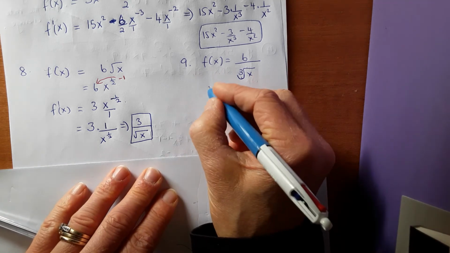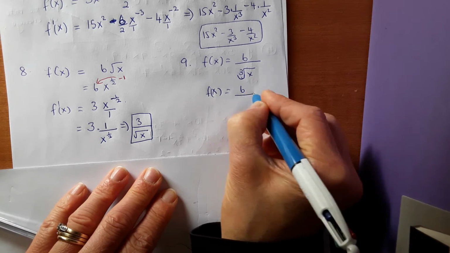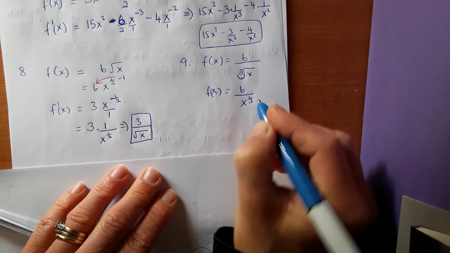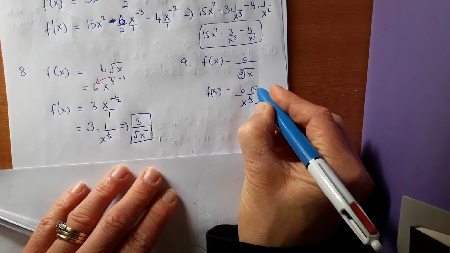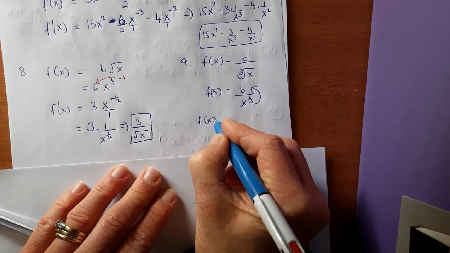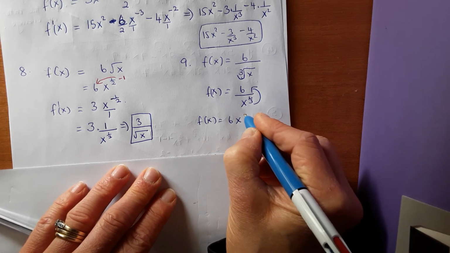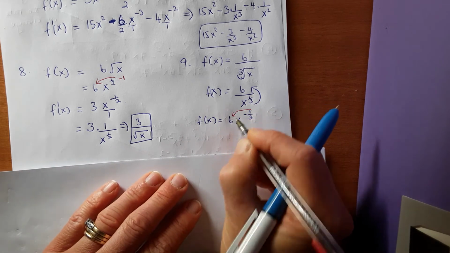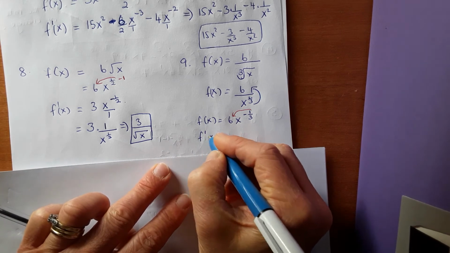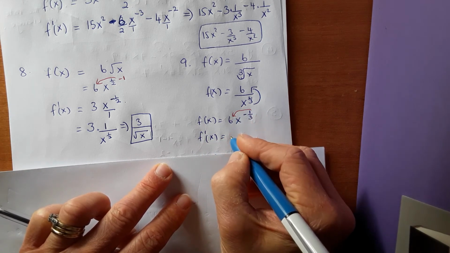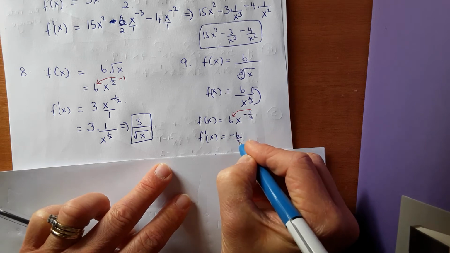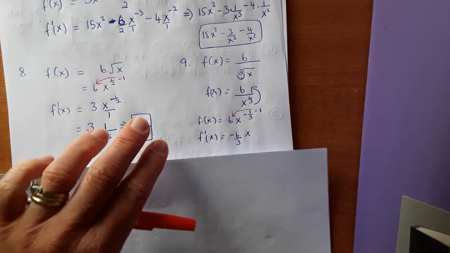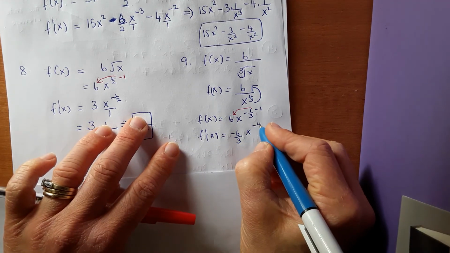Same here. F of x is equal to 6 over the cubed root of x, which is x to the power of 1/3. Bring that up before you differentiate. So f of x is equal to 6x to the power of negative 1/3. Differentiate, minus 1/3 by 6. So f dash x gives me minus 1/3 by 6 is minus 6 over 3, which is minus 2. X, reduce the power by 1, minus 1 and 1/3, or minus 4 over 3.